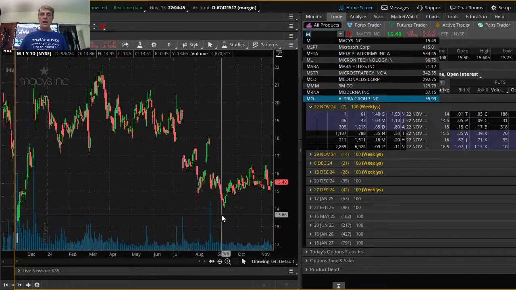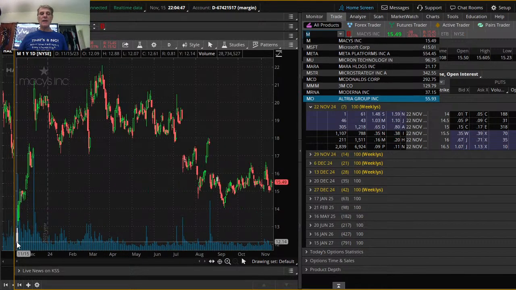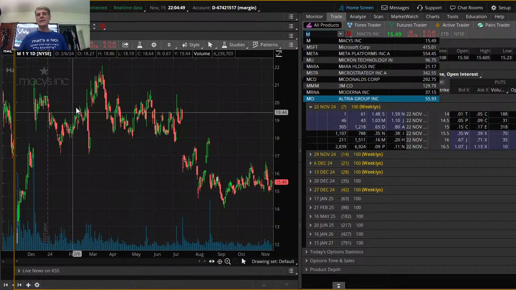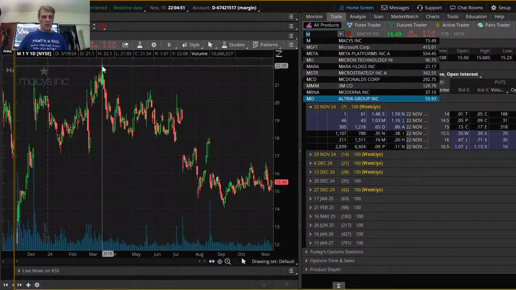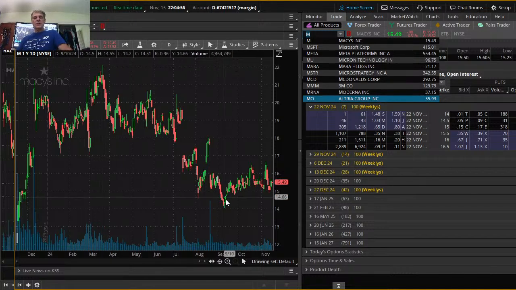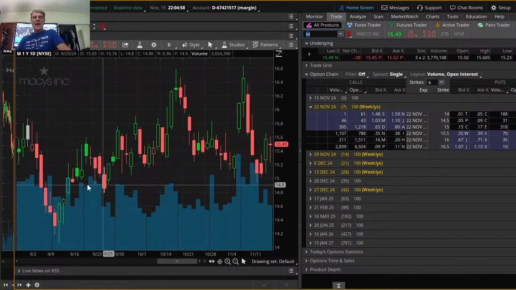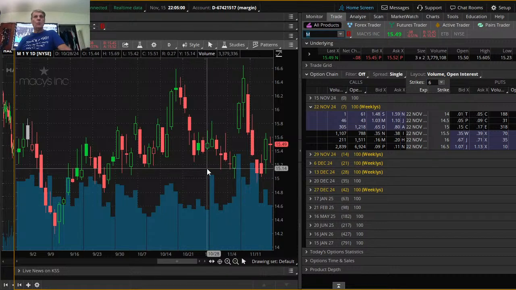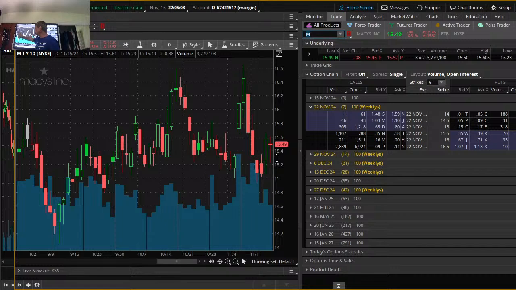Macy's. Okay, so Macy's, the bottom was a year ago, 12.14. The top, well, that was in the middle of March at 22.08. From there, she drops, and lately, for the past, what is that, 8 weeks, she's just been channeling, just going sideways. Down, up, down, up, down, up.